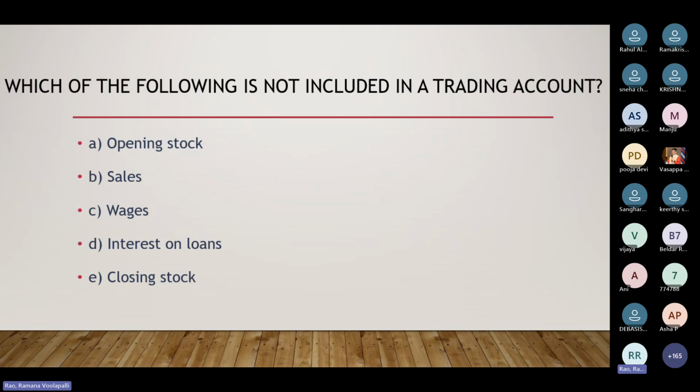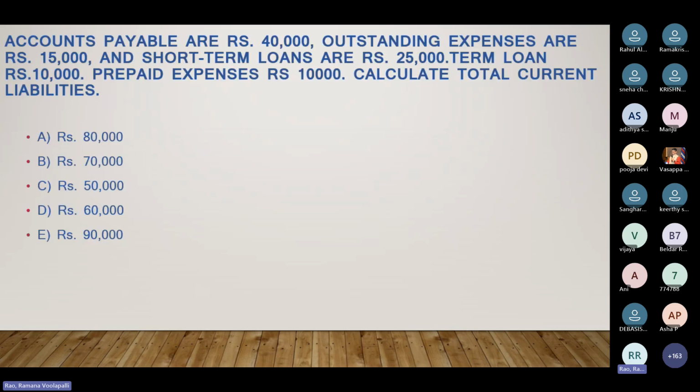Which of the following is not included in a trading account? Now tell me. Shubham sir, Dev sir, Geeta madam, Diksha madam, Ramesh sir, Akhil sir, great. Vinod sir, Jyoti madam, Pawan Singh sir, Roma madam, Mahendra Naik sir, very good. The answer is interest on loan. Opening stock will come on the debit side, sales on the credit side, wages on the debit side, closing stock on the credit side. Great.